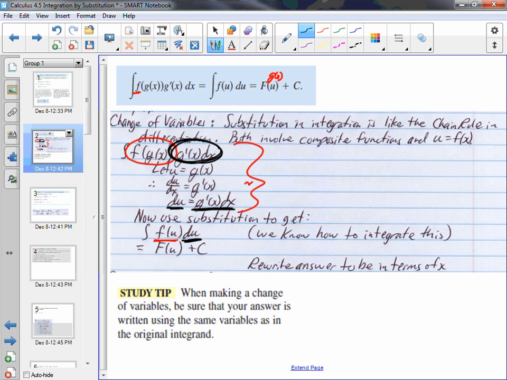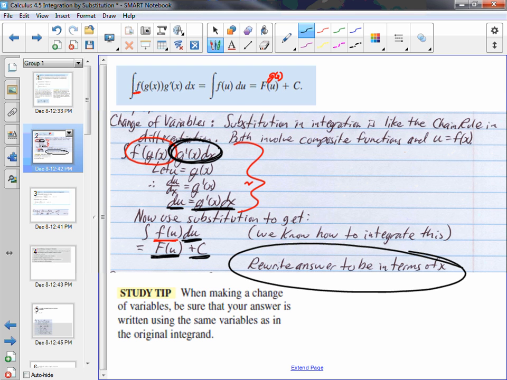So part of the issue we're going to have is being able to rewrite our original integrand into a form we know how to integrate. Then we know how to find the antiderivative of little f. We call it capital F. We put a plus c. Now, at this point, our answer has a bunch of u's in it and no x's. And I'll show you how to put the answer back in terms of x.